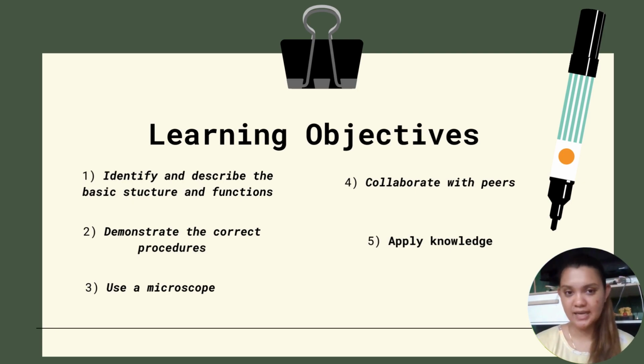Next, let's continue with the learning objectives. The first one: identify and describe the basic structure and function of plant and animal cells. The second: demonstrate the correct procedures to prepare the slides of animal and plant cells. The third: use a microscope to observe and identify the main components of the cells. The fourth: collaborate with peers and get the students to share their observations and discuss the difference between plant and animal cells.